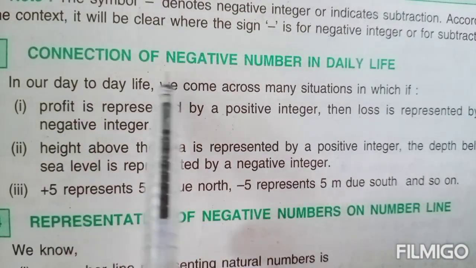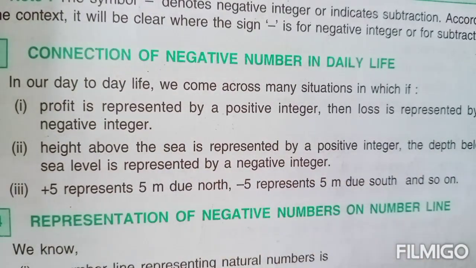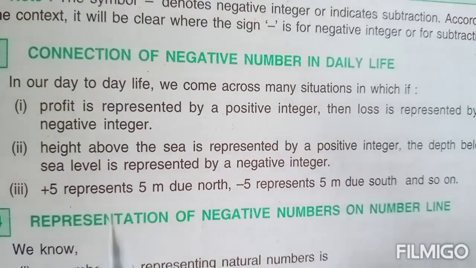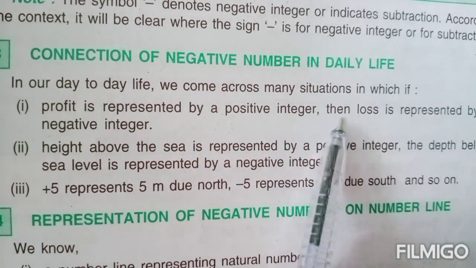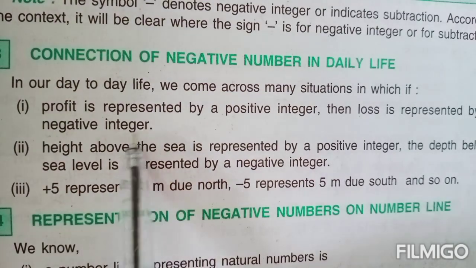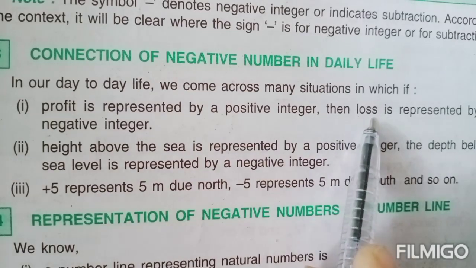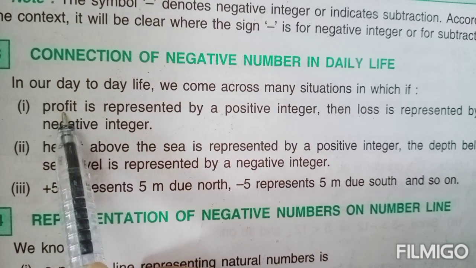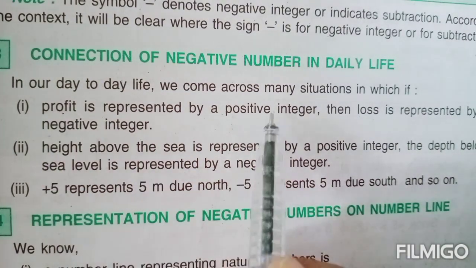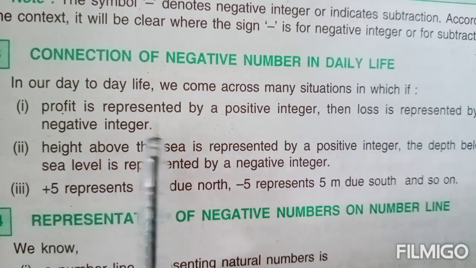Next topic, connection of negative numbers in daily life. So in day-to-day life also, there are many situations in which negative numbers are used. First one, profit is represented by a positive integer, then loss is represented by a negative integer. We know that profit, its opposite, is loss. Profit is a positive thing, so it is represented by a positive integer. And loss is a negative thing, so loss is represented by a negative integer.